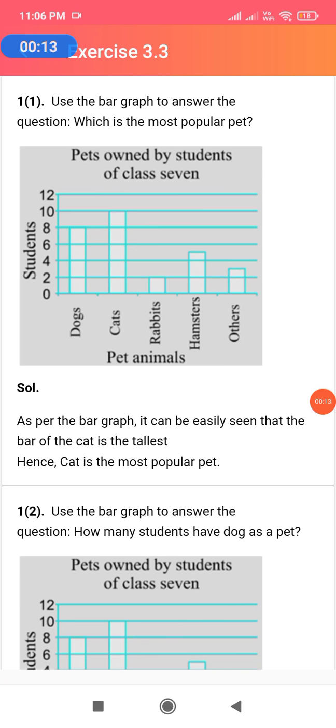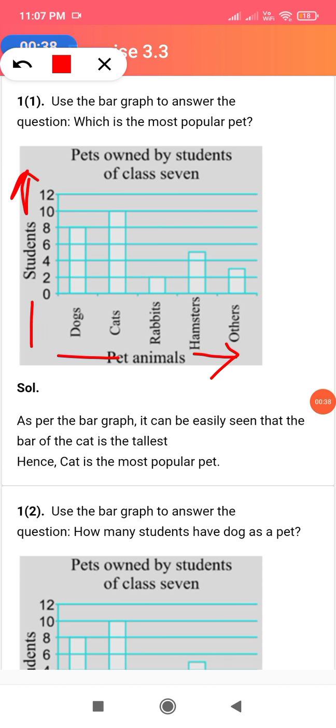We'll look through the question. Use the bar graph to answer the questions. Which is the most popular pet? When we talk about the most popular pet, we will see the graph and find the one which has got the highest peak, because here we have the pet animals and here we have the number of students. The maximum number of students who love a particular pet will make it the most popular. Here the highest peak is of cat, so cat will be the most popular pet.